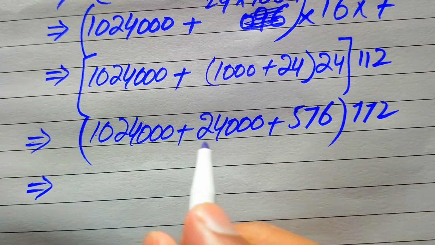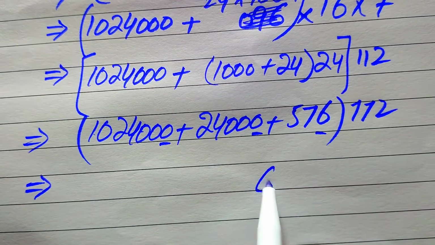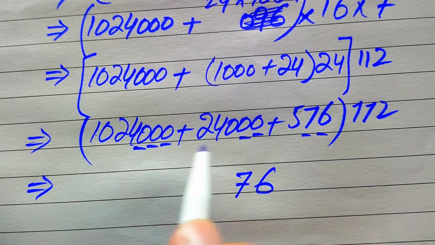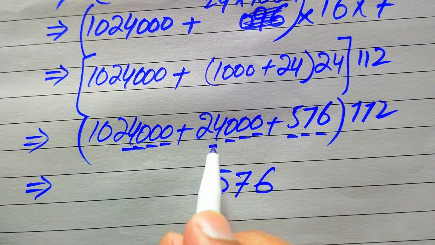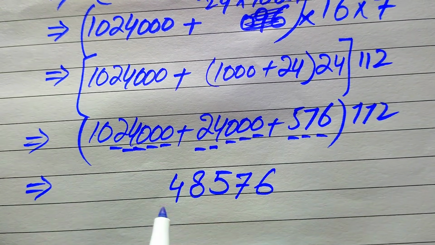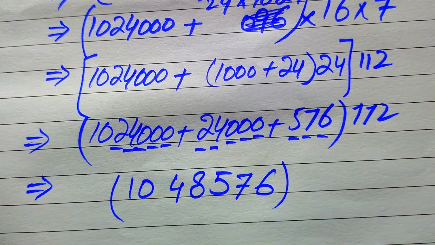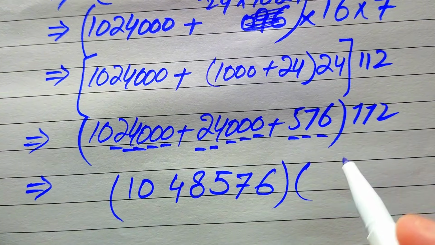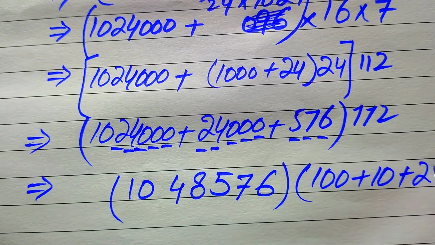Now we add these values, and you see that we have 0 plus 0 plus 6 becomes 6. This 0 plus 0 plus 7 becomes 7. This 0 plus 0 plus 5 becomes 5. And 4 plus 4 becomes 8. 2 plus 2 becomes 4. And at the last we get these two zeros. Here we need to multiply this bigger number with 112. Now we break 112 as 100 plus 10 plus 2.